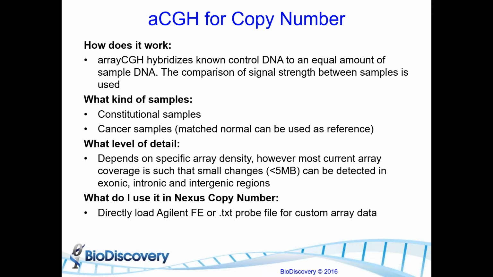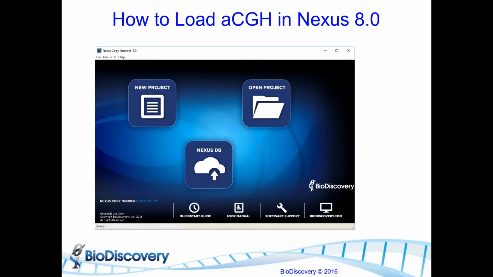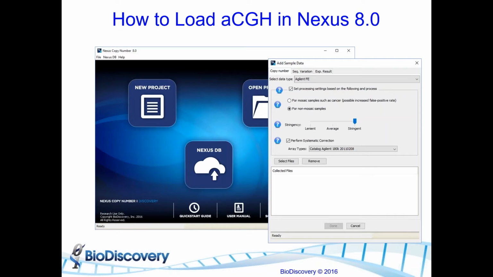And when we load this into Nexus copy number, we're going to directly load either our feature extraction or a text file of our actual probes if we have a custom array. And so to do this again, we're going to either open an existing or create a new project. Then we're going to select our data type. This is typically Agilent feature extraction files if we're doing array CGH. We're going to select again if we're using cancer or non-cancer samples, slide it over to stringent, and then pick our specific array. And then we'll load in our files.